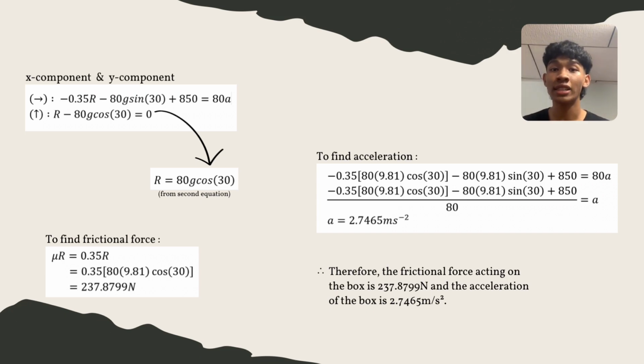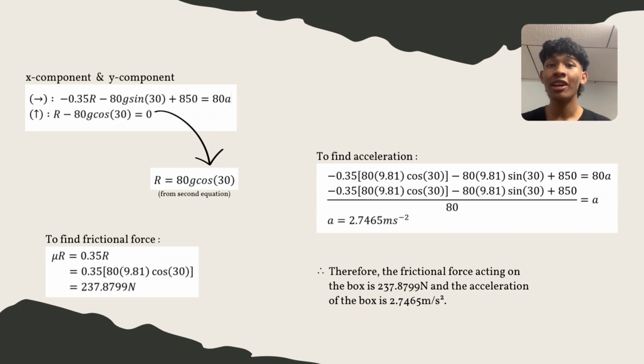The right side of the y component is equal to 0 because the object only moves horizontally and not vertically. So there is no acceleration on the y component. So the y component is indirectly applying Newton's first law, which is summation F equal to 0. After we got these two equations, we can find the frictional force and its acceleration.